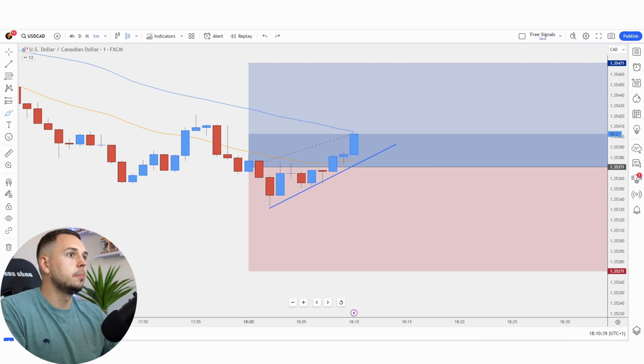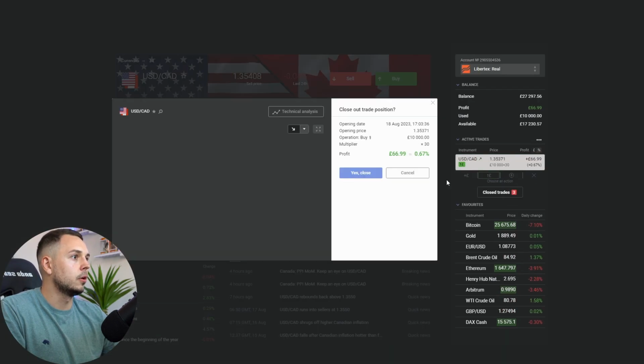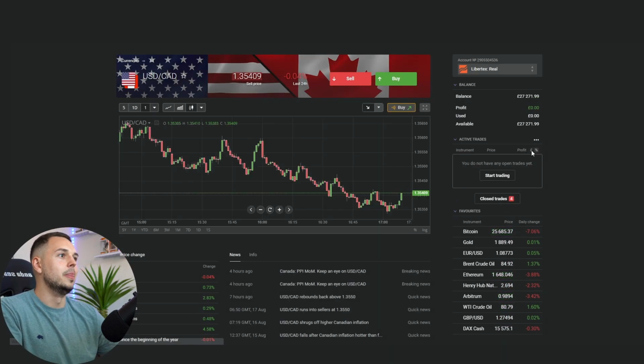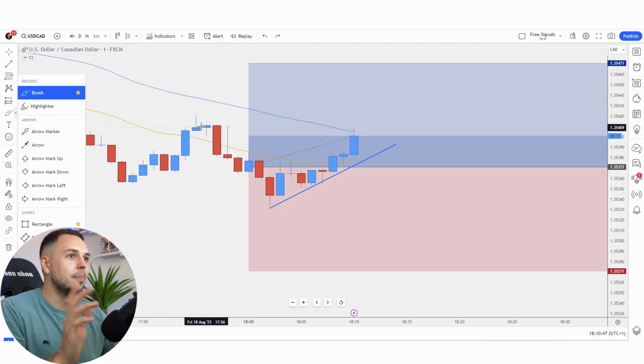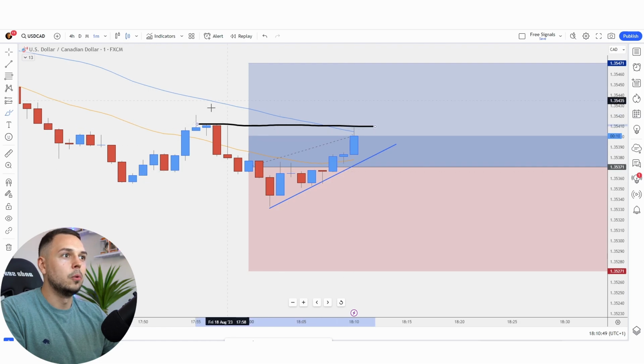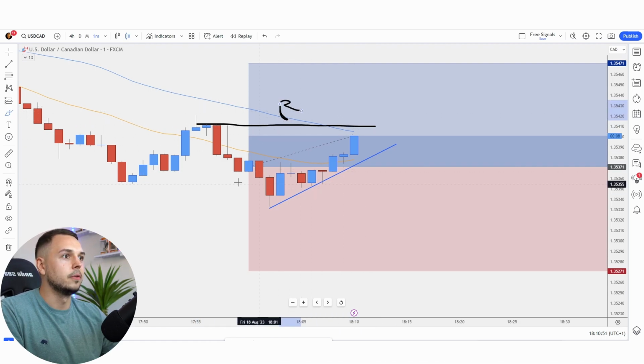Okay, so it's going up nicely. There we go. Touch. Let's close. 66, 71. Beautiful. There we go. We reached this area zone. Now I believe it might be dropping down once again because this is a strong area resistance.